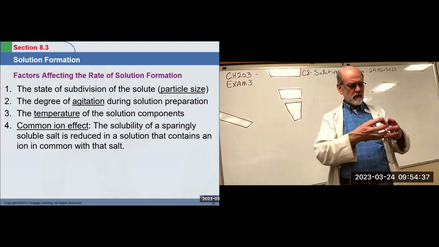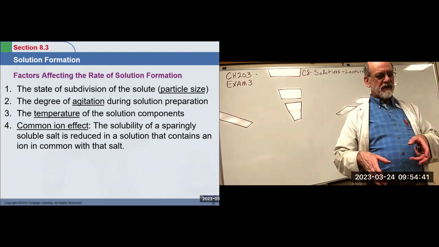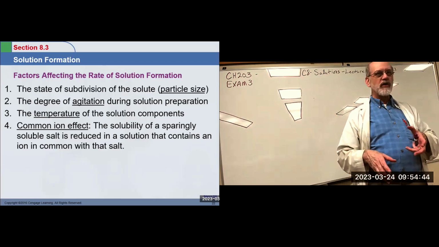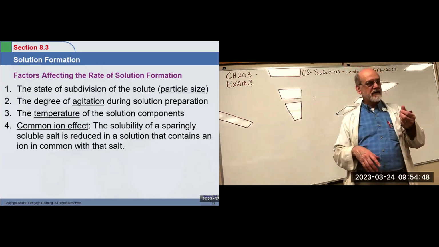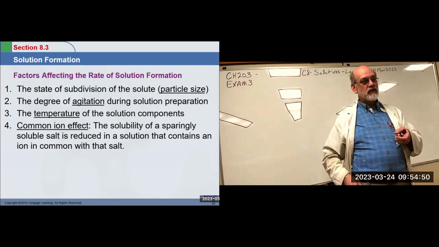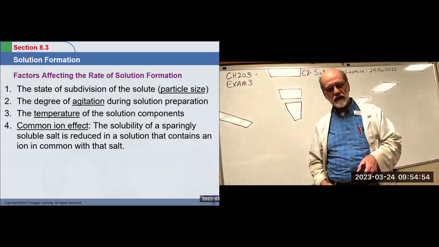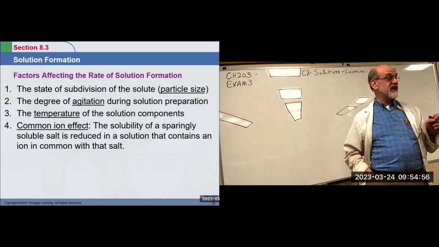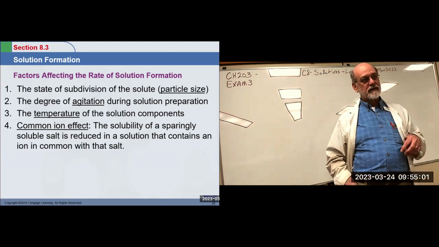So if you take a big chunk of rock salt and put it in a beaker of water, it may sit there for a month before it finally all goes into solution. But if you grind it up into a fine powder, then you can put it into solution in just a few minutes. Also, the degree of agitation, right? If you want something to go into solution, you generally want to stir it.